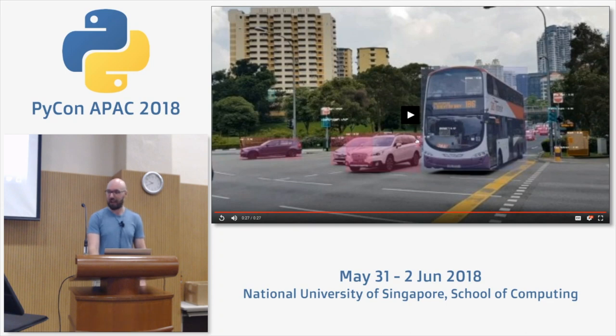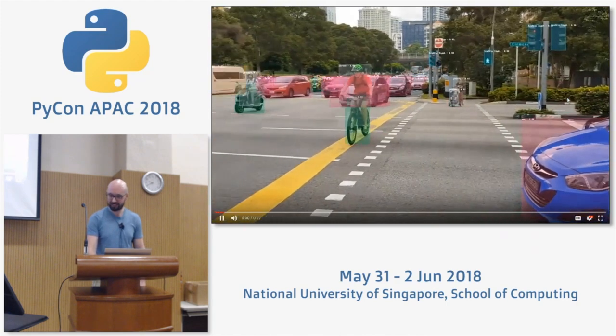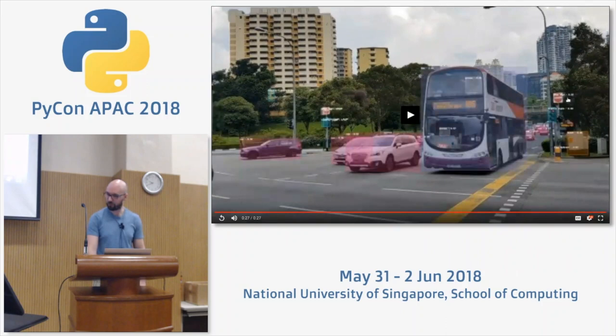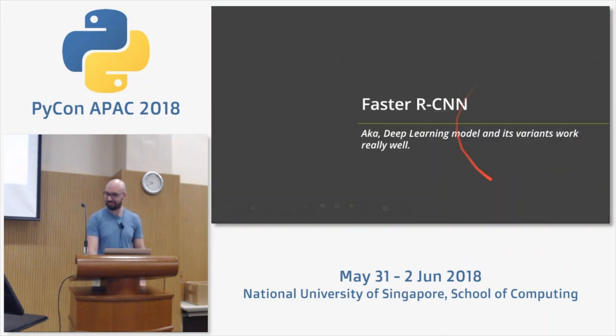So from not detecting birds to accurately depicting the objects that are on the street. Okay, we have advanced a little bit. How do I move to the other slide? Oh, there it is. Okay, so how does a modern object detection model work?